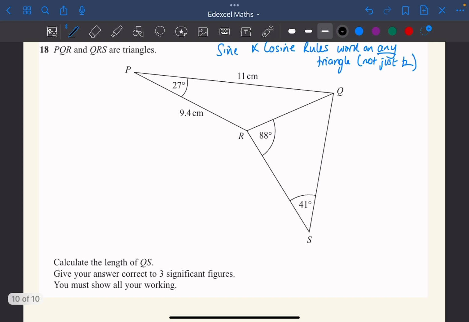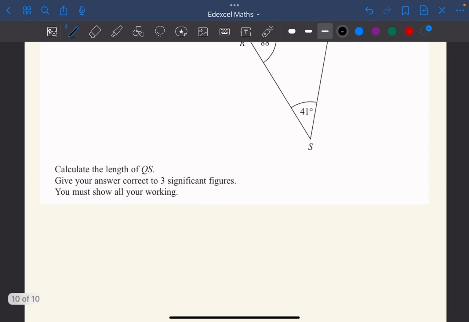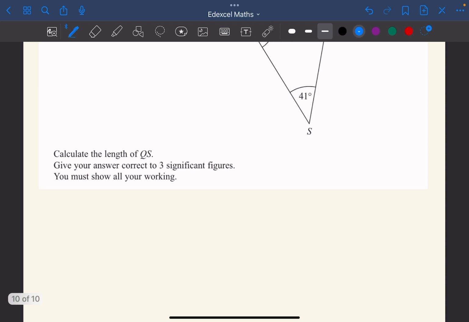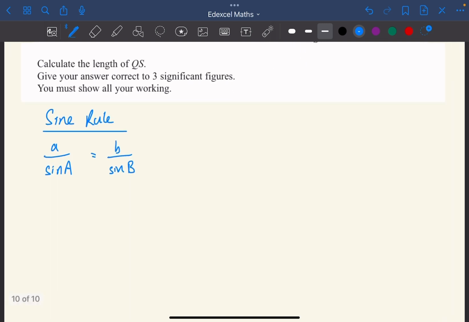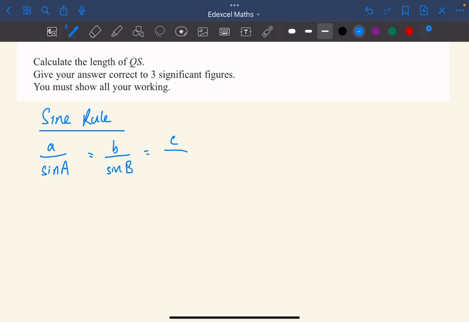Now again, we'll break this down bit by bit. If you're in an exam and you think, I know the formulas, but I don't know what to do with them, just draw it out. So we start off with the sine rule. You commit this to memory: a over sine A equals b over sine B equals c over sine C.